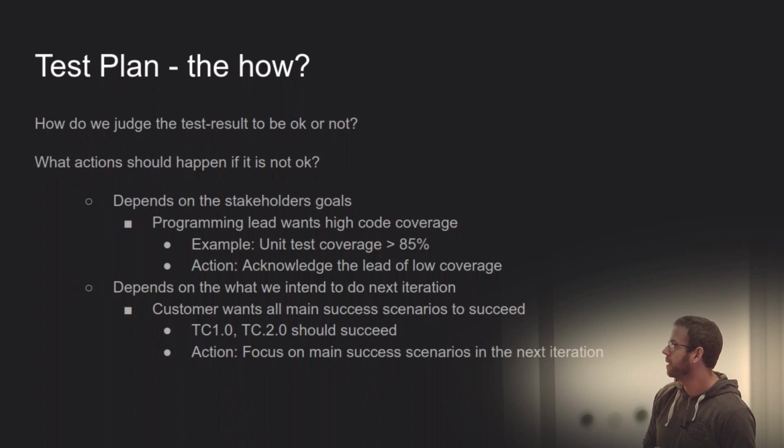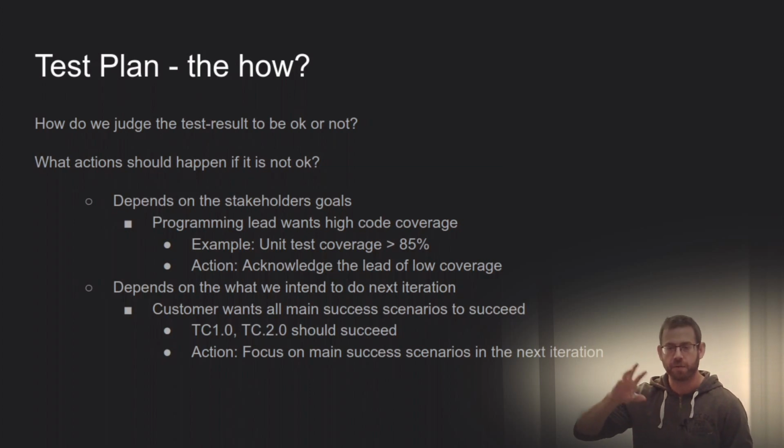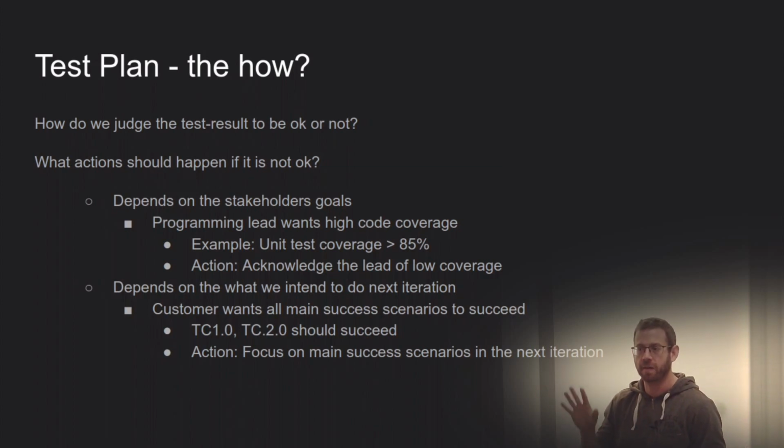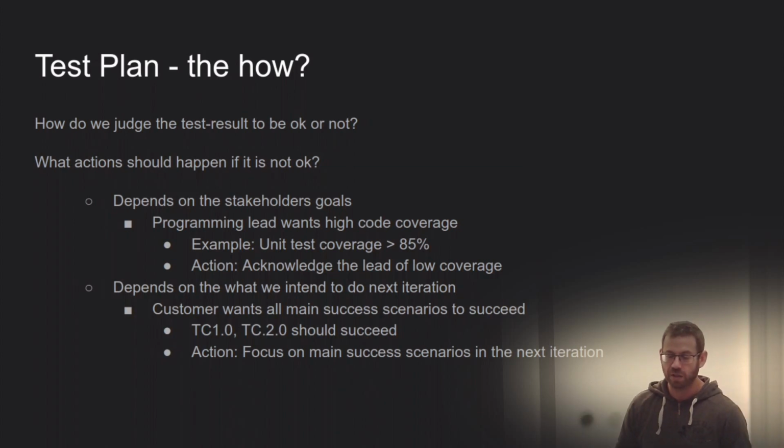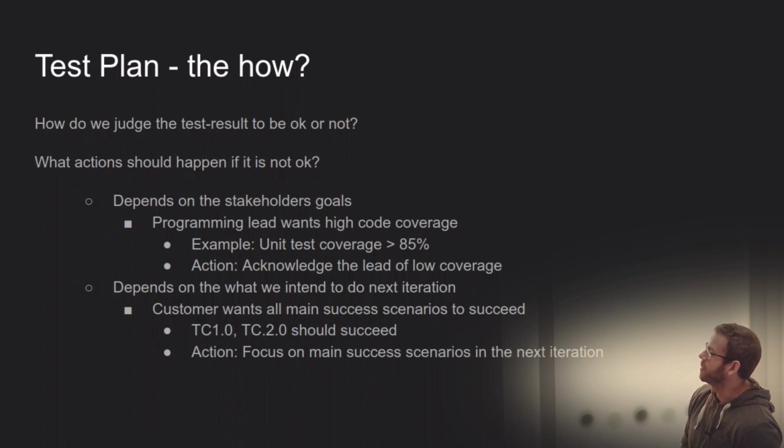In the end, we might want to focus our testing effort on some things. Some things are more important than others. Perhaps we need to include the customer in that decision. So in this example, perhaps the customer wants all the main success scenarios to succeed in this first iteration. So we say that, okay, test cases 1.0 and 2.0 should succeed, but it's not a big problem if the other test cases fail.